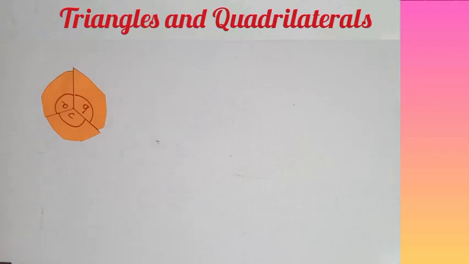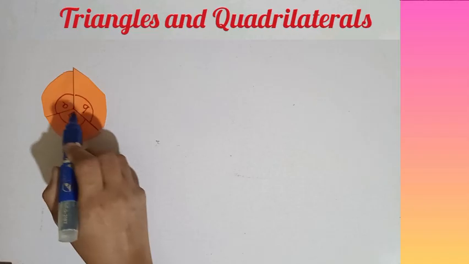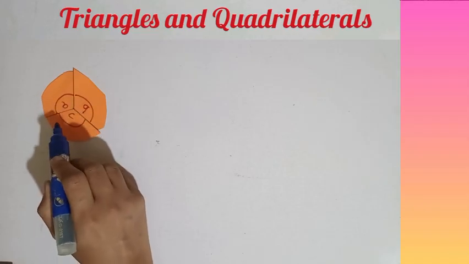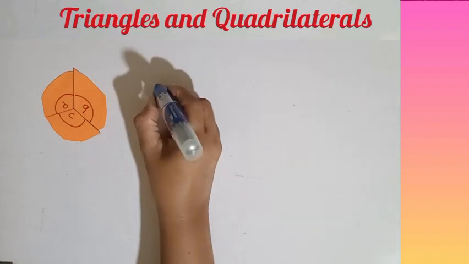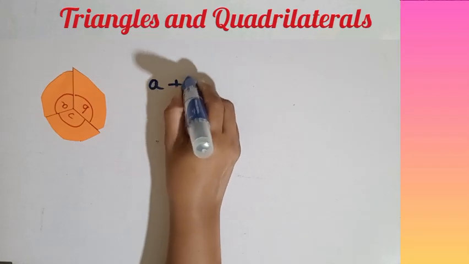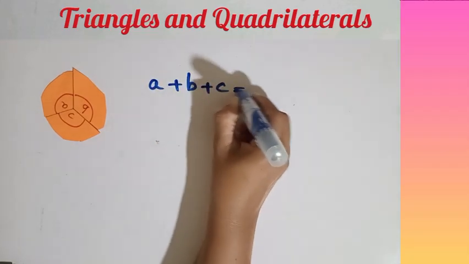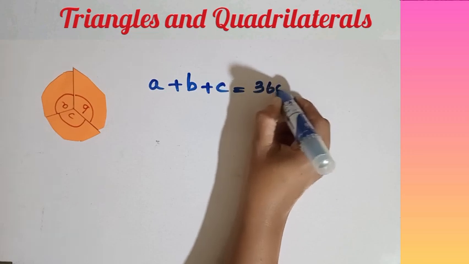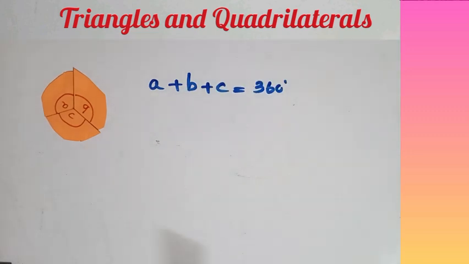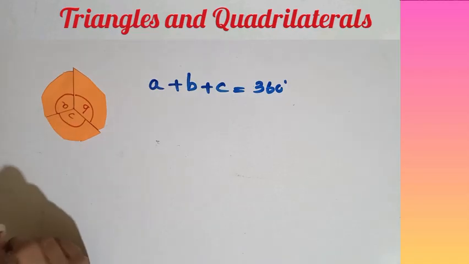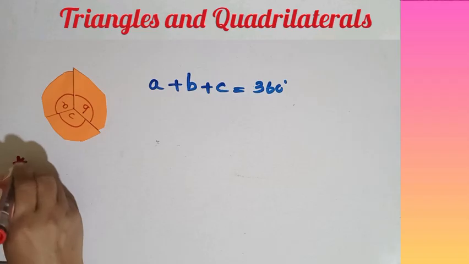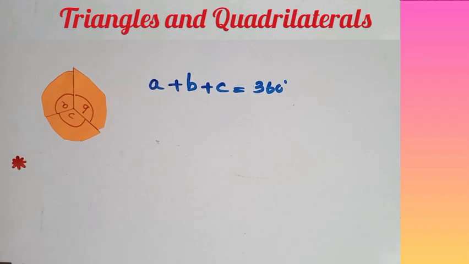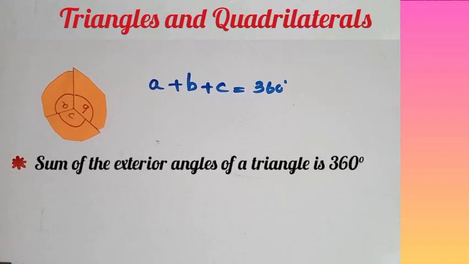Then as we did earlier, we have learned that the sum of the angles around a point is equal to 360 degrees. So here also A plus B plus C equals 360 degrees. These three angles are exterior angles of a triangle, so we can come to the conclusion: the exterior angle sum of a triangle is equal to 360 degrees.